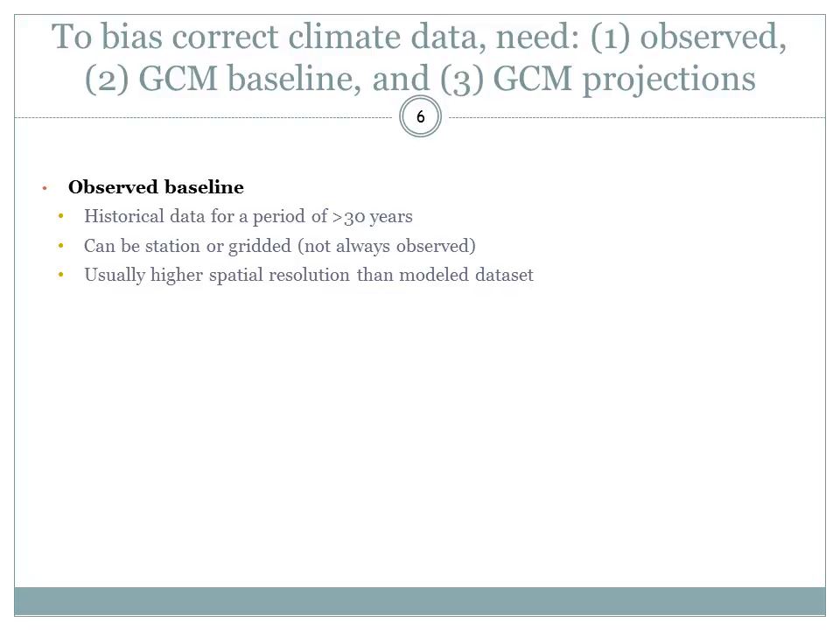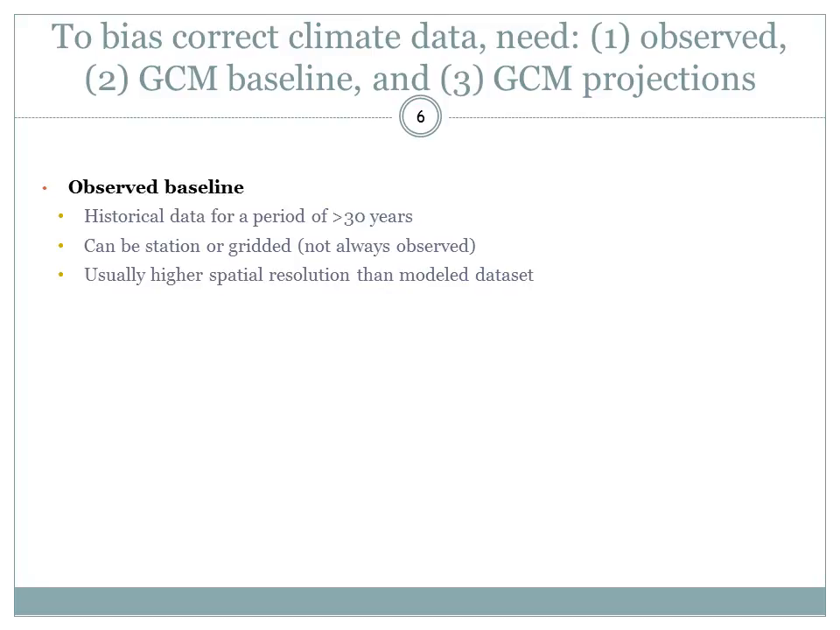Now, the observed baseline, it's necessary that that be available for a period of at least 30 years in order to do appropriate bias correction based on the statistics of that history. In our case, the Princeton data set is available from 1950 through 1999. It's actually through 2008, but we truncated at 1999, and we use that 1950 to 1999 period for the bias correction. Now, this data can be station or gridded. In our case, it is gridded at a half-degree resolution, and it's typically considerably higher spatial resolution than the GCM data sets.